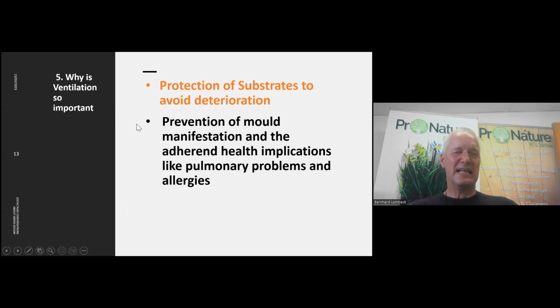And why is ventilation so important? I think that was missing a bit. I think ventilation is important to protect the substrates, to avoid that deterioration, which I had shown a little bit earlier on a previous slide. The prevention of mold and the inherent health implications, which were already reflected upon, to avoid pulmonary problems and allergies.